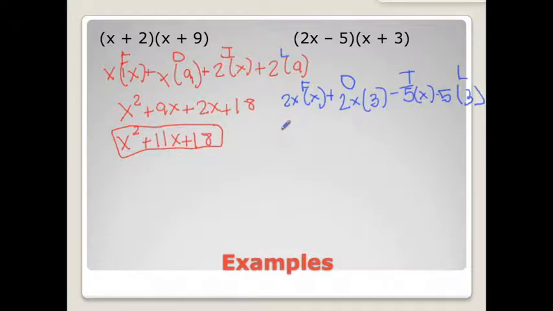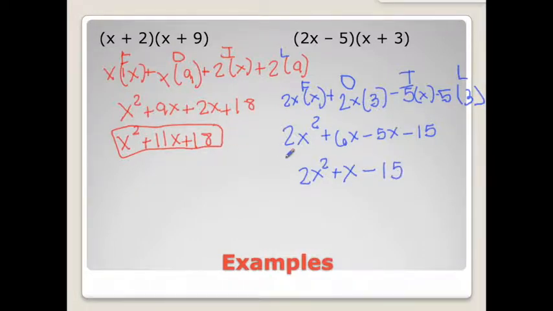Okay, 2x times x would be 2x squared. 2x times 3 would be 6x. Negative 5 times x will be negative 5x. And negative 5 times 3 is negative 15. Now we need to combine like terms. So we will have 2x squared, 6x minus 5x, x minus 15. So our answer will be 2x squared plus x minus 15.